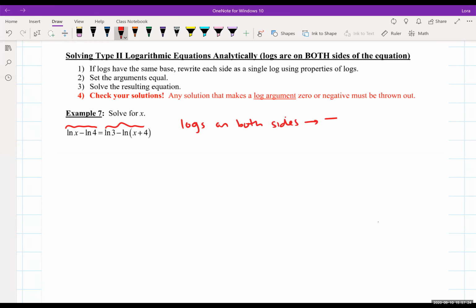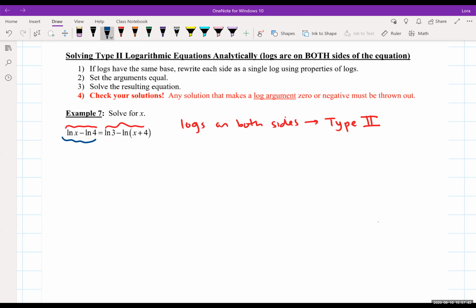So that tells us right away we can refer to this as a type 2 equation. Now, this is not so much different than a type 1 equation, in that we always try to see if we can condense our logs. So first check before you start.